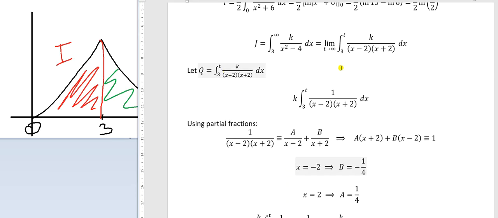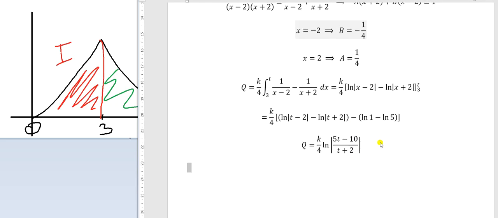and to find j, I need the limit as t tends to infinity of q. So what happens as t tends to infinity? Well, for this, it might look a little confusing. 5 times infinity minus 10, nothing nice jumps out then.